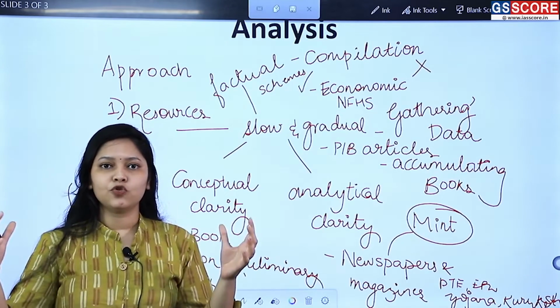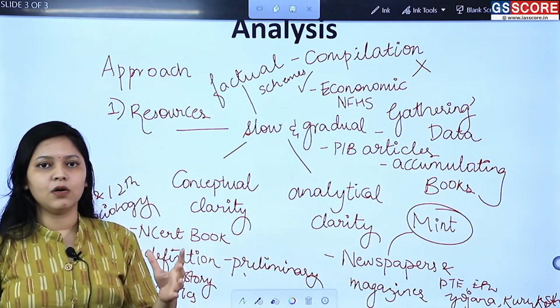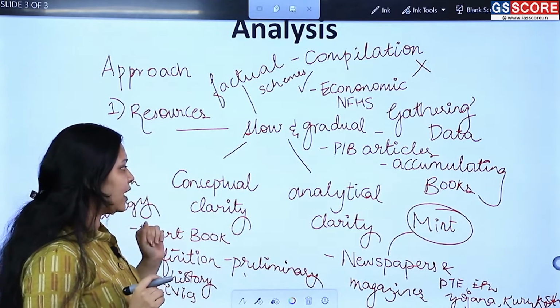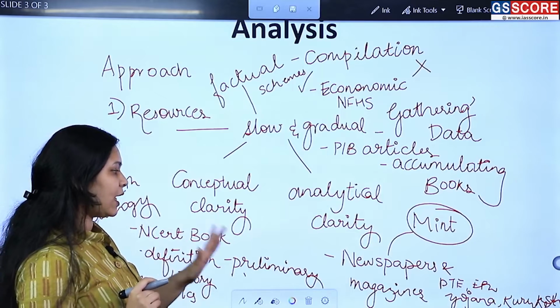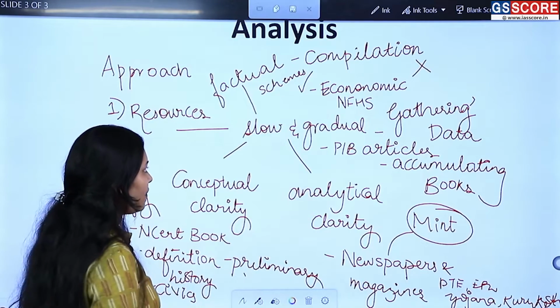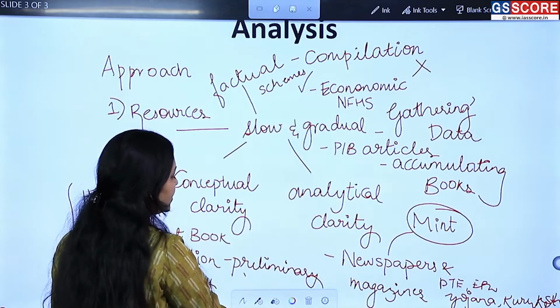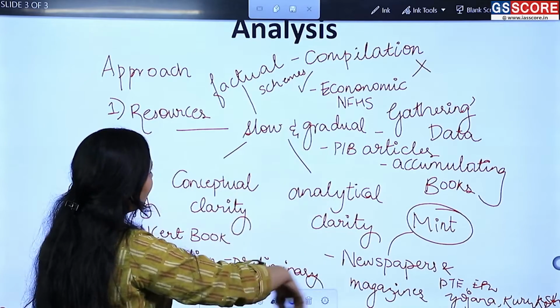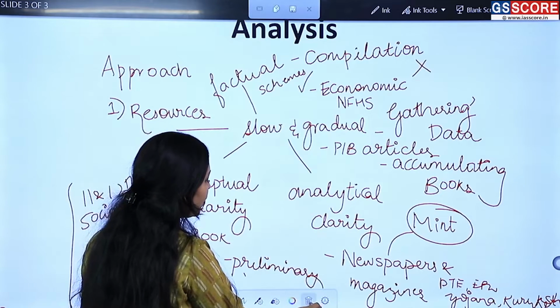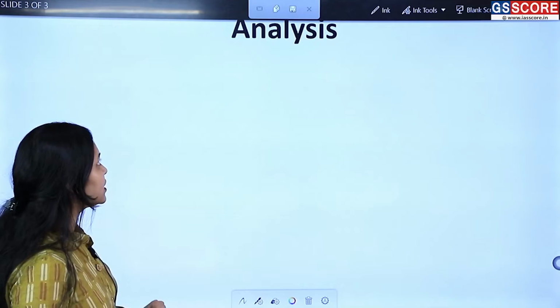So there is no need to pile up books and read it over a period of time. It can be done in a very small period of time itself. Analytical clarity you can arrive through newspapers, magazines, and surveys, right? So this is by far the kind of resources that we need to look at when we are preparing for this section of the syllabus.